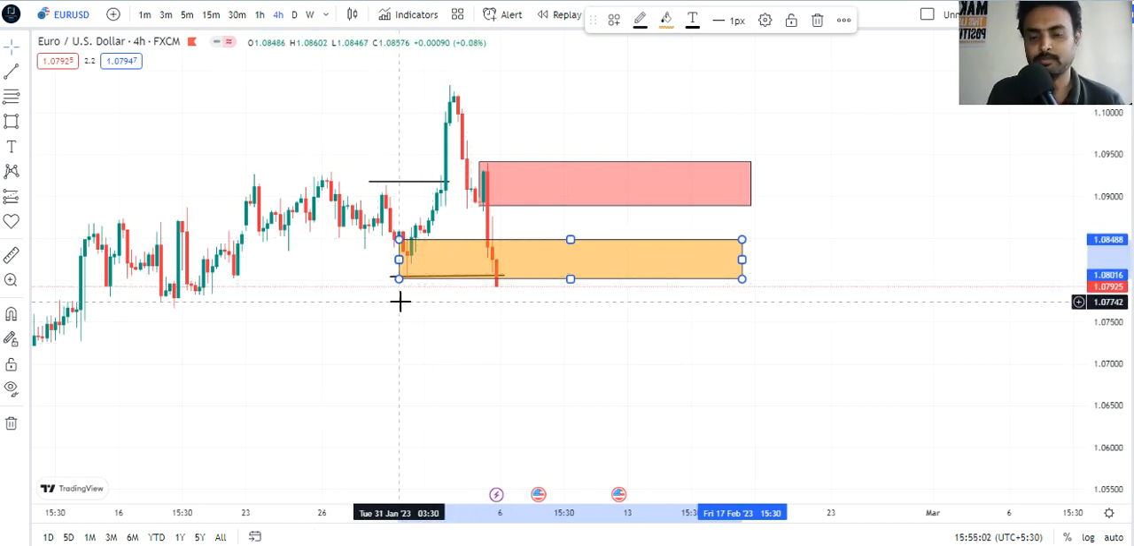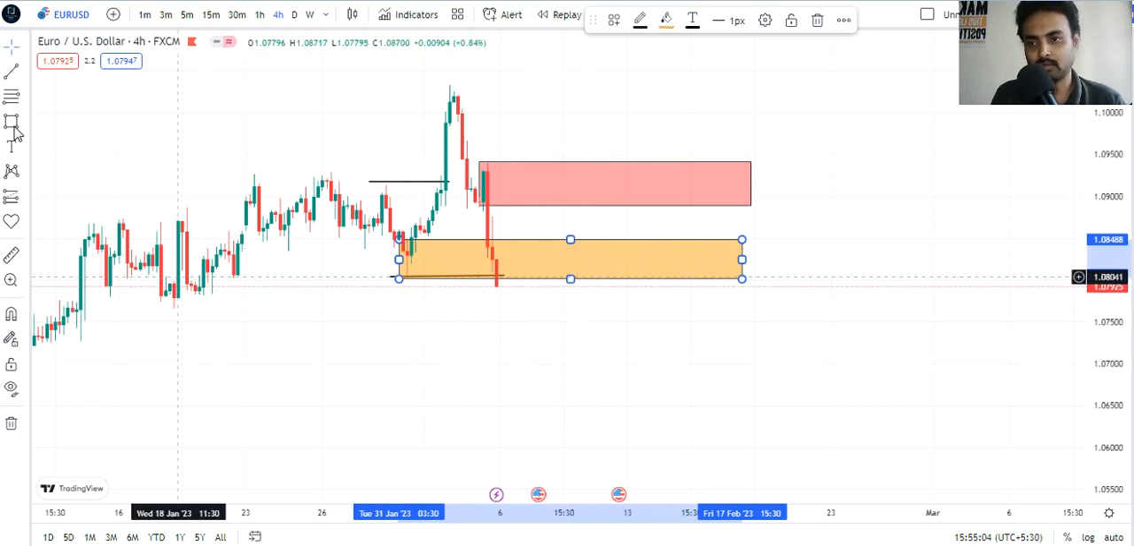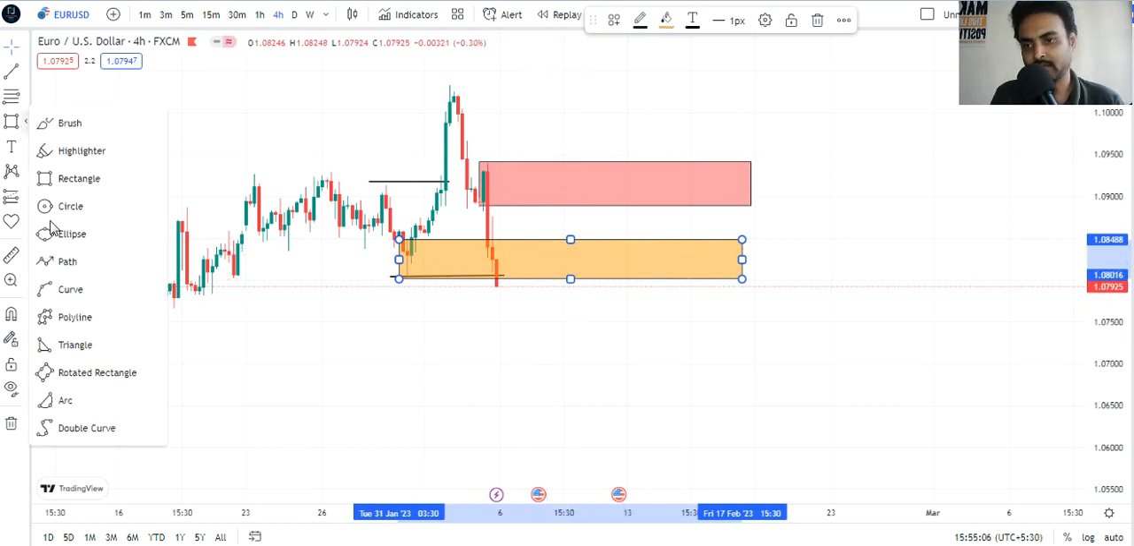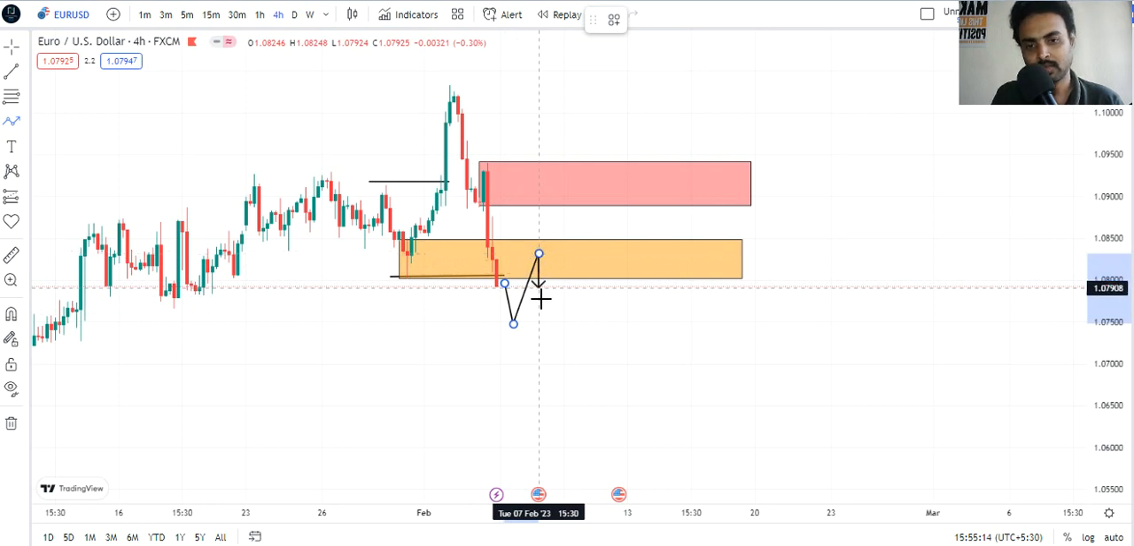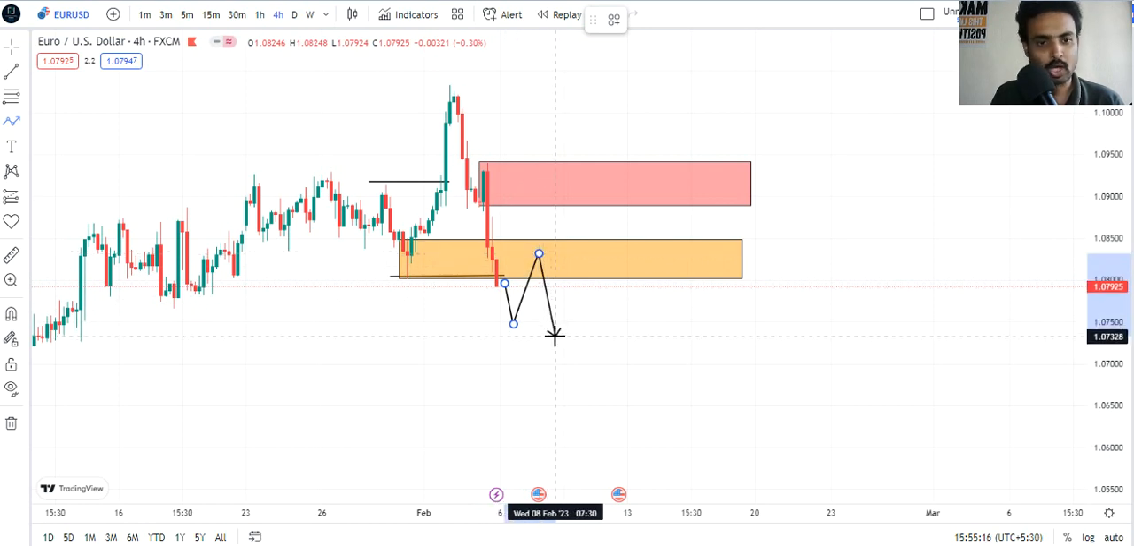Okay, and so what I'm expecting here, my initial expectation, is that price will go down a little bit, go up a little bit, touch this level, and from there it can go down. So that is the one expectation.